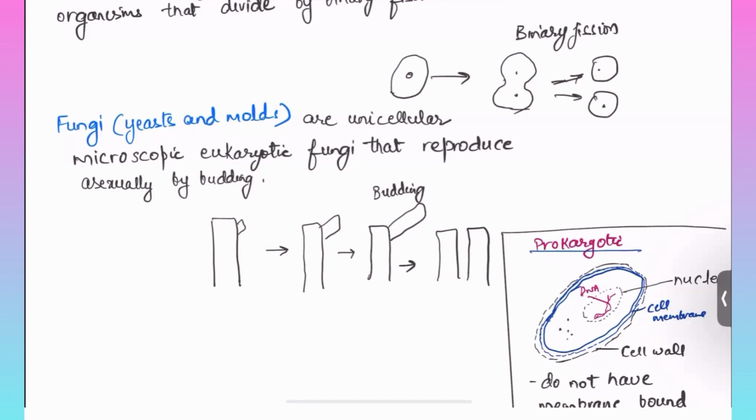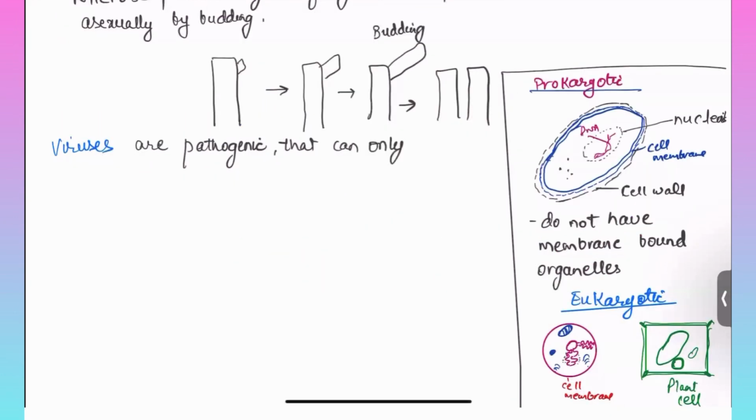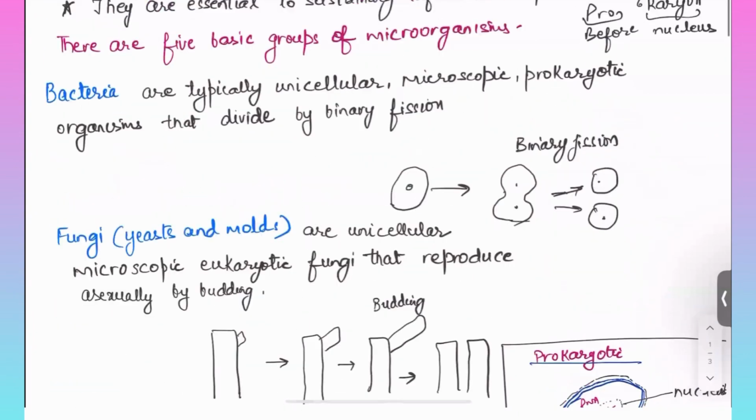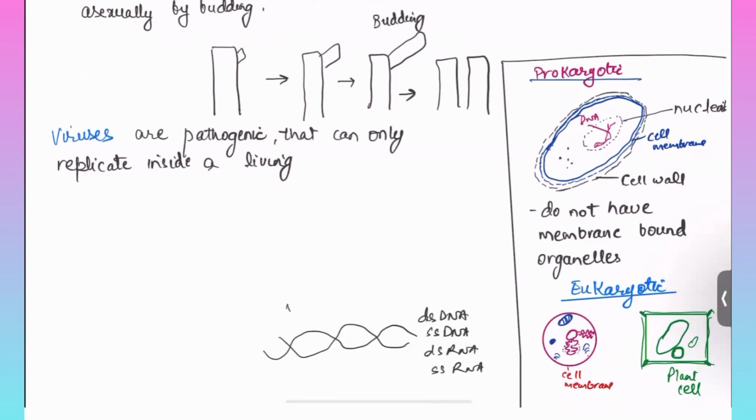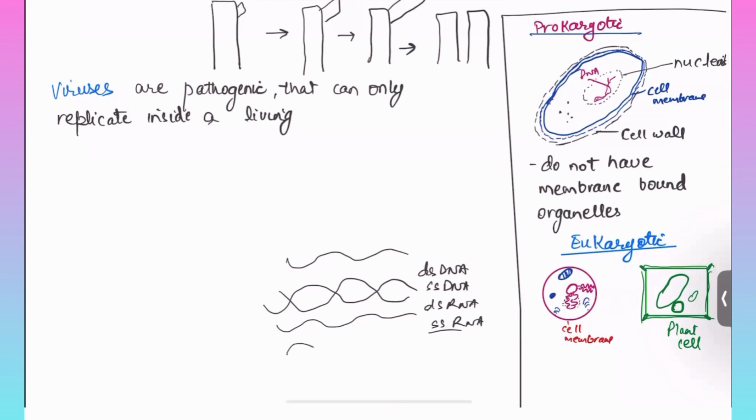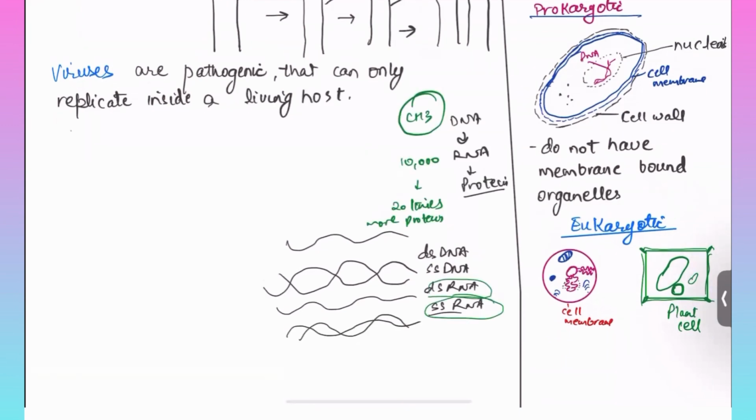Now, next category is viruses. They can only replicate inside a host body. There is one more thing which is different from other microorganisms: they may have DNA, they can also have RNA. During COVID, you must have heard about double-stranded DNA, single-stranded DNA. Viruses can have just one strand of DNA in their genome. They may not have DNA as their genetic material. They may have just RNA, but they can also have double-stranded RNA. Another thing is that they may possess either DNA or RNA, but not both, as their genetic material.